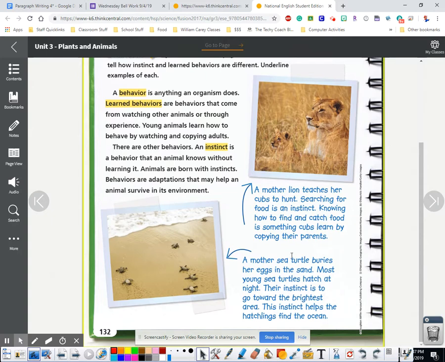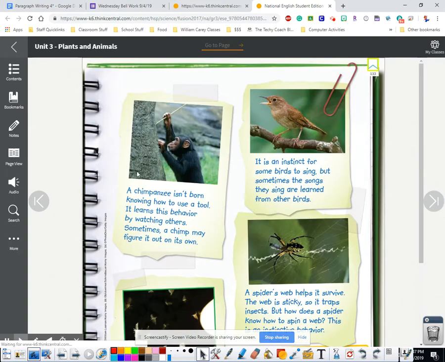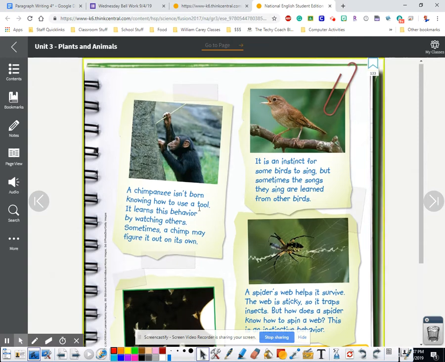A mother sea turtle buries her eggs in the sand. Most young sea turtles hatch at night. Their instinct is to go towards the brightest area. This instinct helps the hatchlings find the ocean, because usually the moonlight's reflecting off the ocean, so that's where they go. Next page. A chimpanzee isn't born knowing how to use a tool.